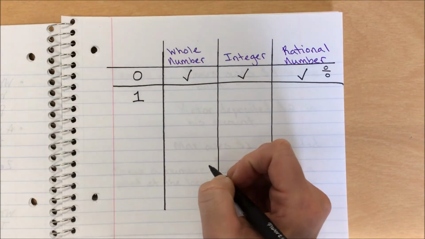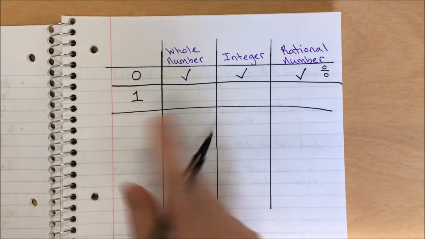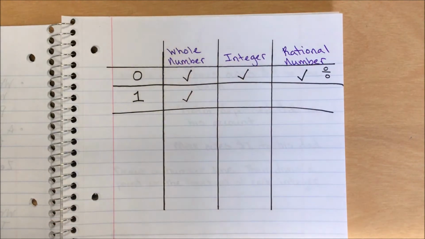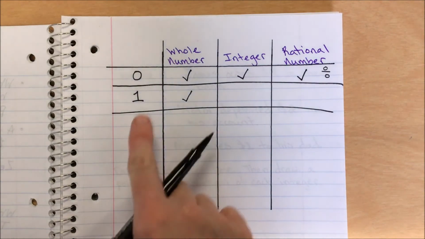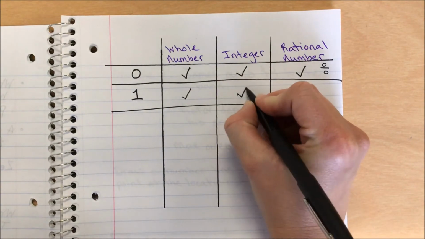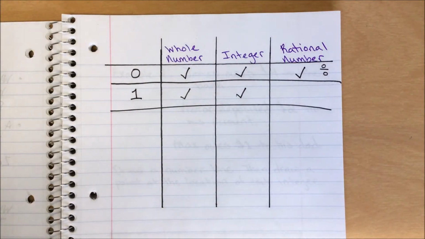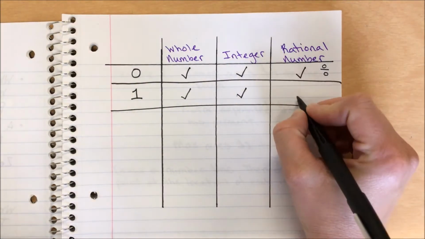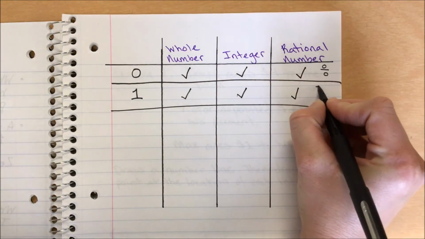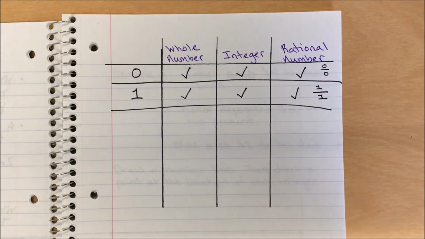What about positive 1? Is it a whole number? Yes, because we know all whole numbers start at 0 on a number line and go to the right, so 0, 1, 2, 3, and 4. Is it an integer? Yes, we know that integers includes whole numbers. Okay, is it a rational number? It is a rational number. Okay, we can write 1 as 1 over 1. Okay, we know that's the same as 1 whole.